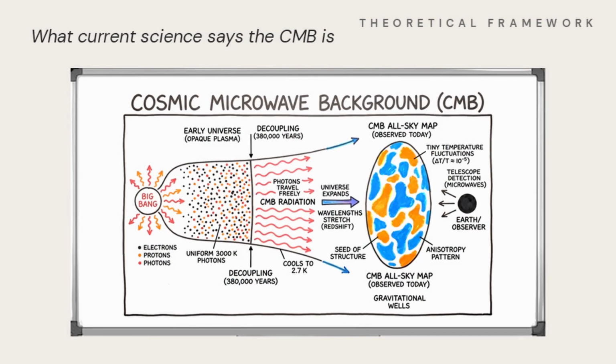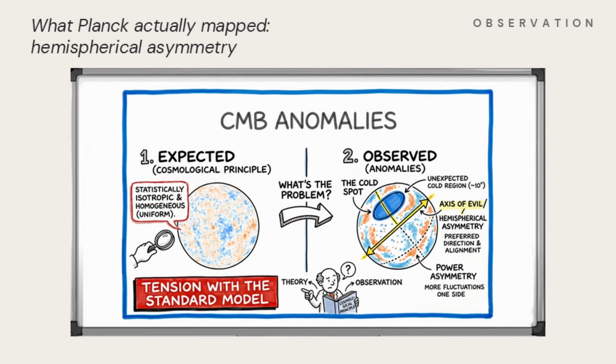At the precision achieved by the WMAP and Planck missions, the map shows features the cosmological principle does not predict. The quadrupole and the octupole moments of the temperature distribution, large-scale patterns that should point in random directions across an isotropic sky, show a statistically significant alignment with each other and with the ecliptic plane. This alignment, sometimes called the axis of evil in the literature, points in a preferred direction. An isotropic universe produces no preferred direction.